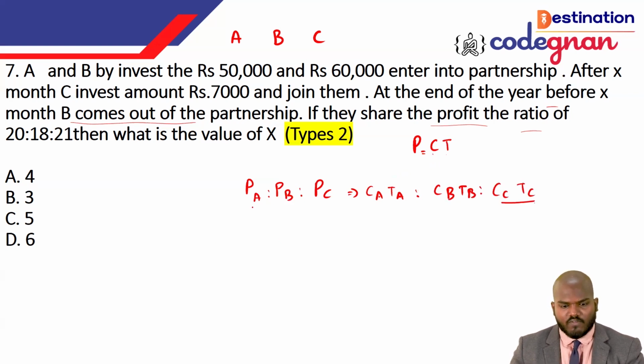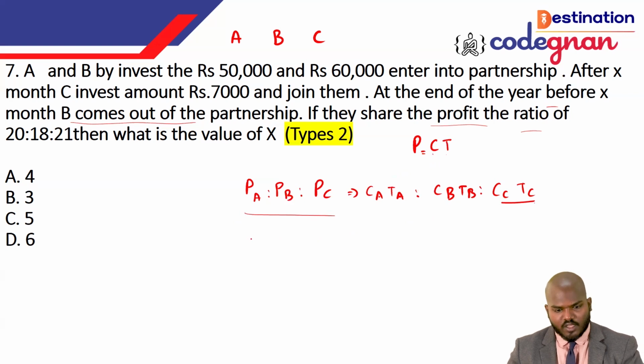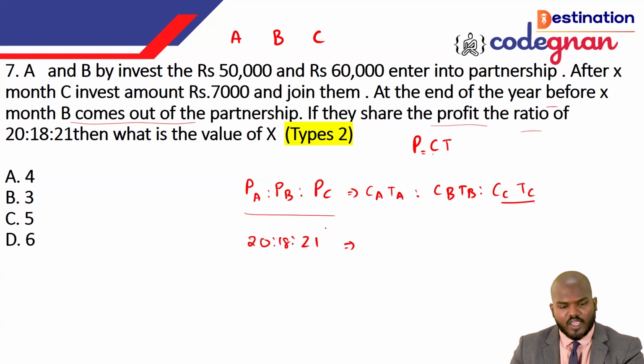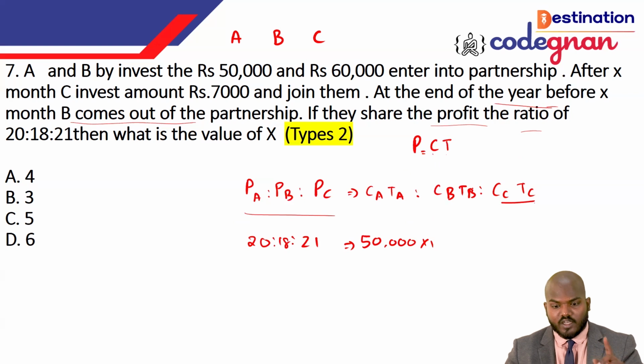Once you mention this, they have clearly indicated the profit ratio, that is 20 is to 18 is to 21. So the capital of A is equal to what, guys? That is 50,000. He invested 50,000 for the 12 months or 1 year. Here, at the end of the year means it is 1 year. They will give it like this only, and you have to find the keyword in it to find the answer. So 12 you can take. CB is equal to what? That is 60,000. Sorry, 60,000 you can take.